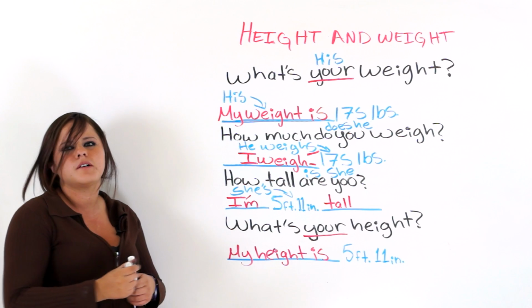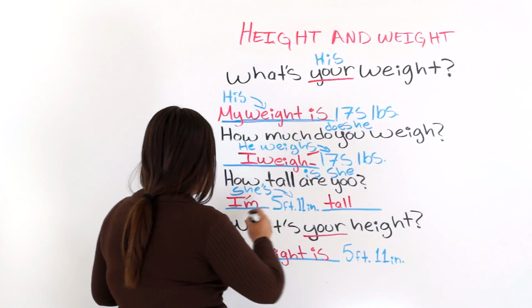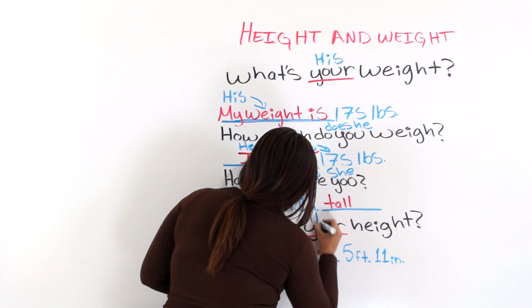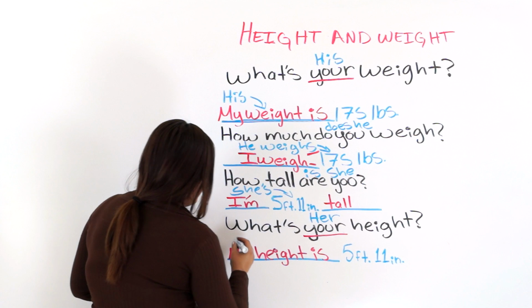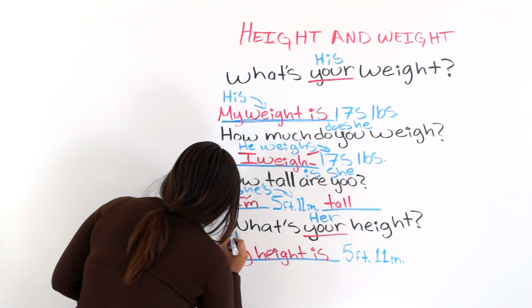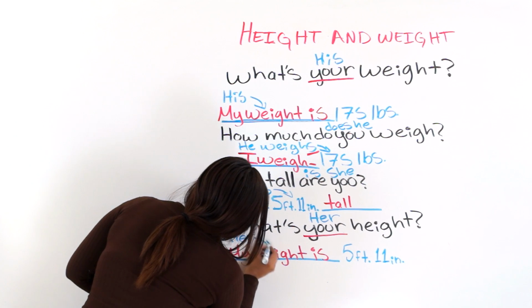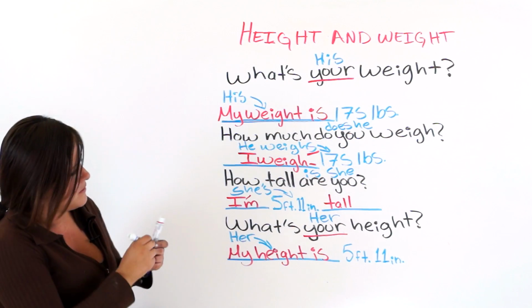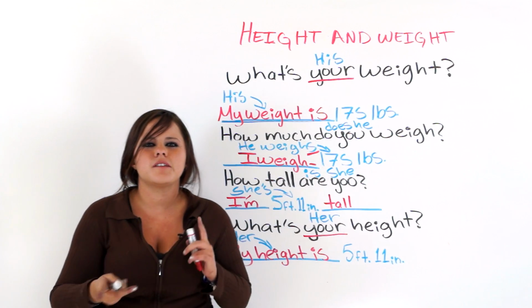Or if you're talking about somebody else, let's say you're talking about a girl again, you would ask what's her height, using this possessive adjective, her height. And then you would say her instead of mine, right? Instead of mine, I'm sorry. Her height is 5 feet 11 inches. Okay, I hope you get this, folks.